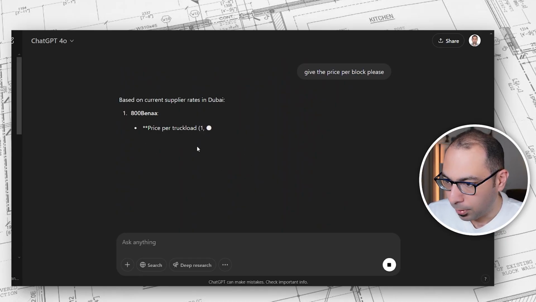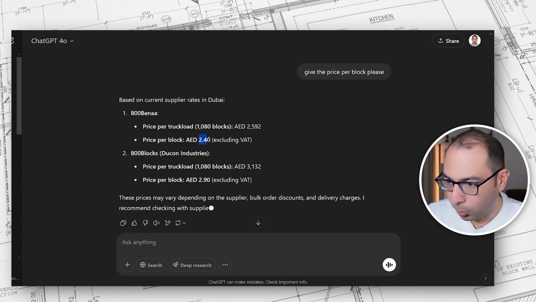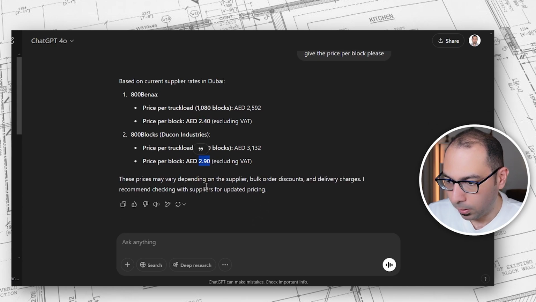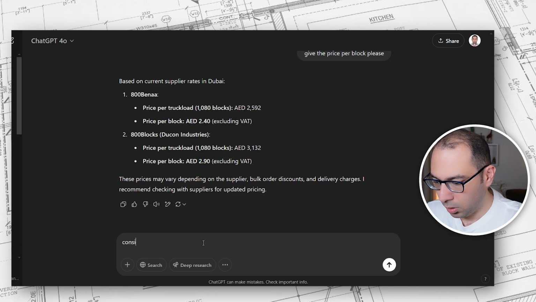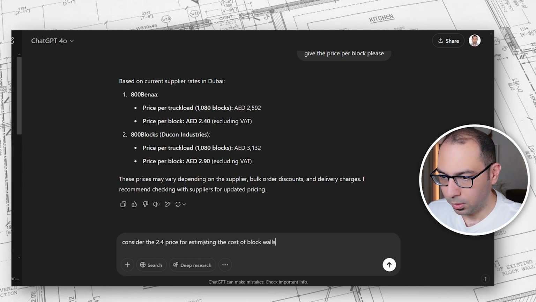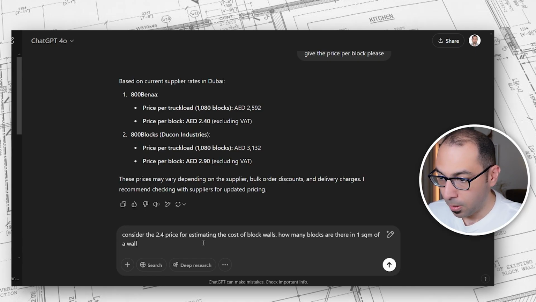Okay. So we have here 2.4 and we have 2.9. Okay, consider the 2.4 price for estimating the cost of block walls. How many blocks are there in 1 square meter of a wall, considering the dimensions from the supplier?